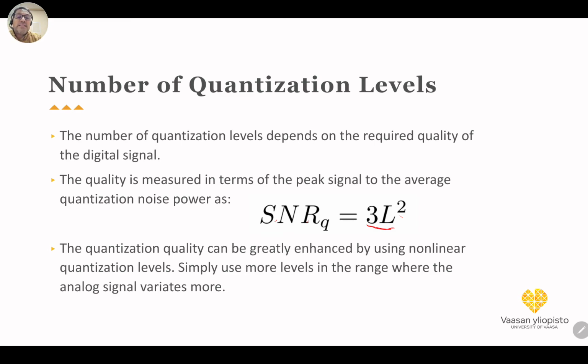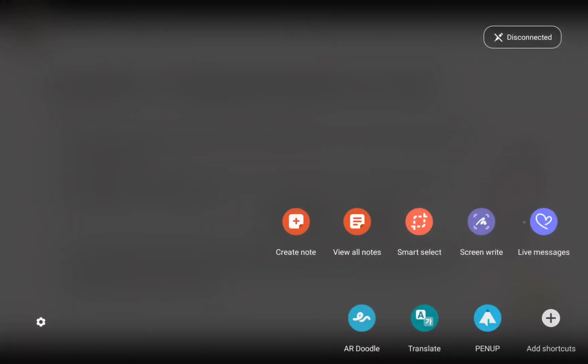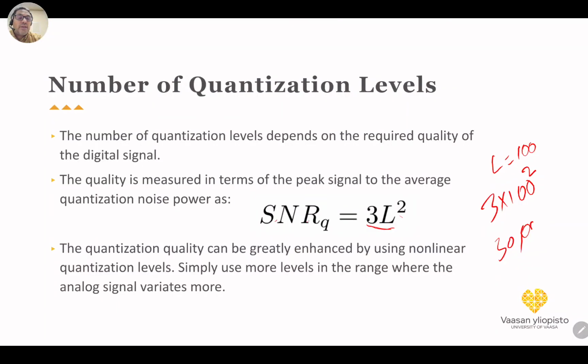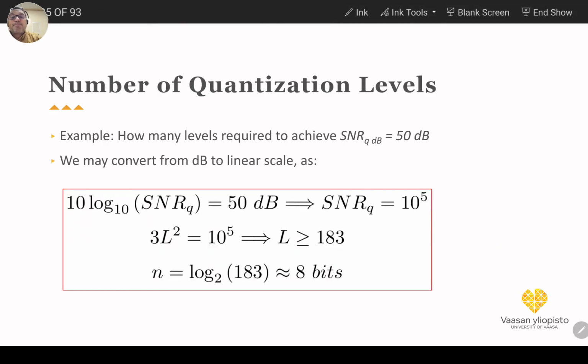It means that, for example, if you have L equal to 100 levels, then the signal to noise ratio is 3 times 100 squared, which is 30,000. Usually the SNR is computed in terms of decibels, dB. So we take 10 log of this number and give the result in decibels.